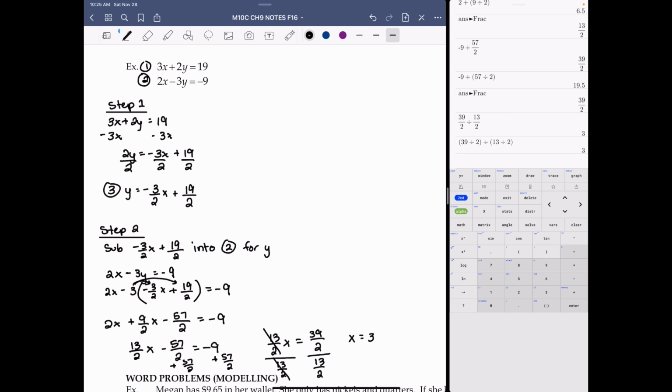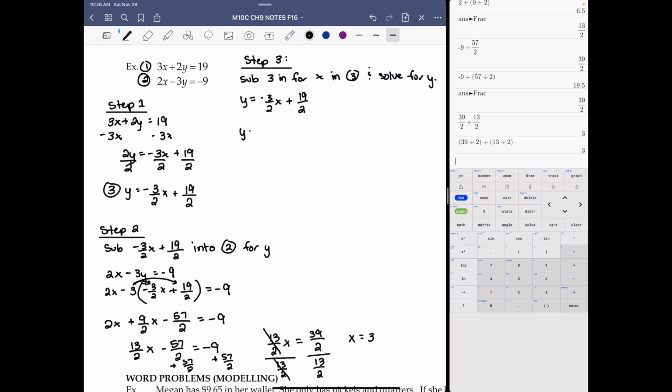We now need to find the y value of our solution. So step 3 is to sub x equals 3 into one of our equations to solve for y. Which equation looks easiest? 1, 2, or we can use 3. In 3, we've already isolated the y, which is what we're trying to solve for, so that would be the easiest one. So sub 3 in for x in equation 3 and solve for y. Y equals negative 3 over 2x plus 19 over 2.